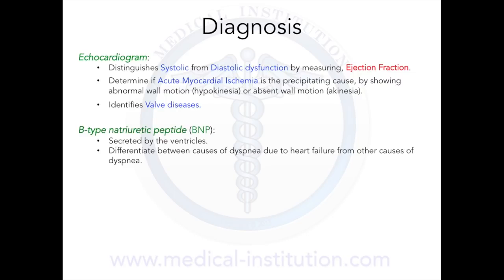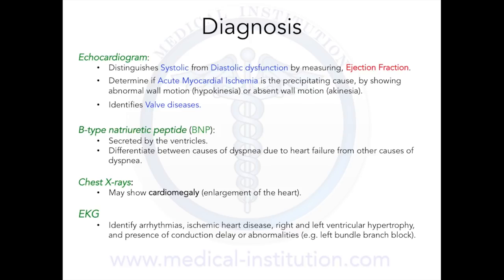We can also measure B-type natriuretic peptides, or BNP, which are secreted by the ventricles of the heart in response to excessive stretching of the heart muscle cells. It can also be used to differentiate between dyspnea due to heart failure and dyspnea from other causes. We can also use chest x-rays, which can show us cardiomegaly, which is enlargement of the heart.